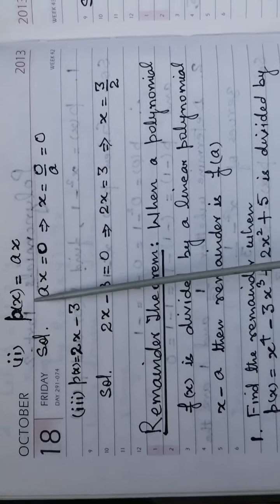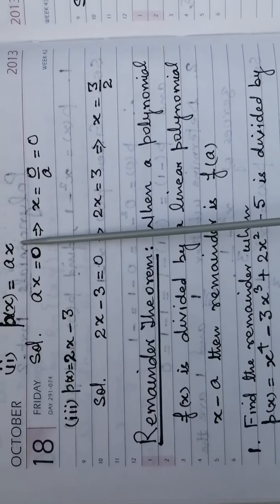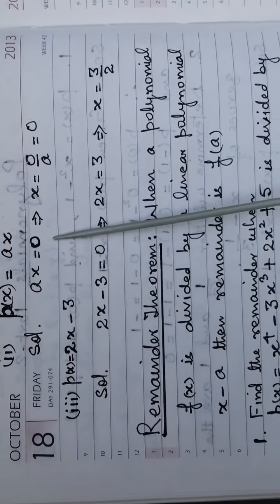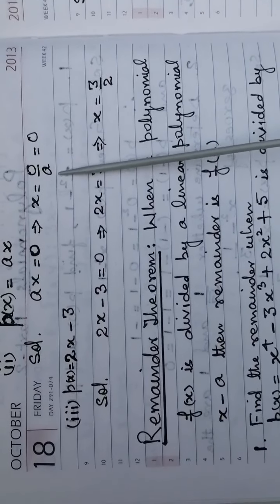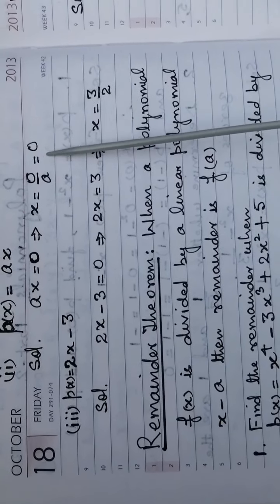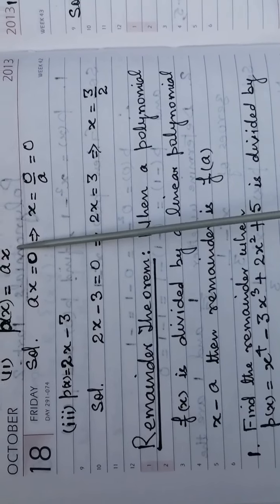Second part is p of x is equal to ax. So put this ax equal to 0. Right, so x will be 0 upon a, that is 0. So 0 is the 0 of this polynomial.